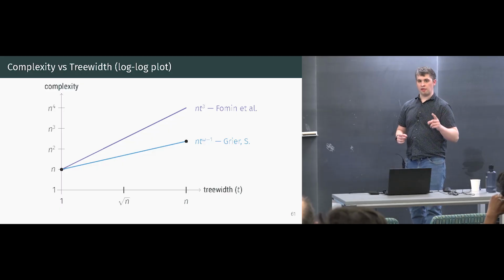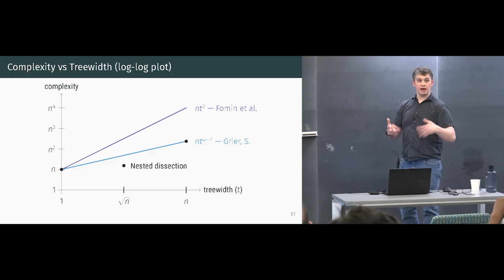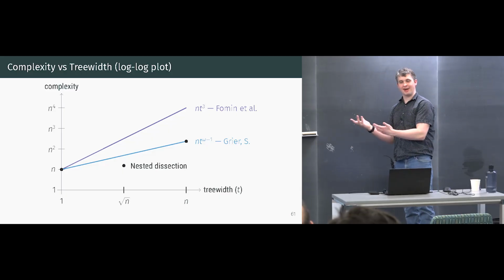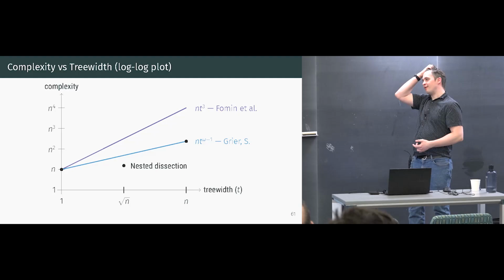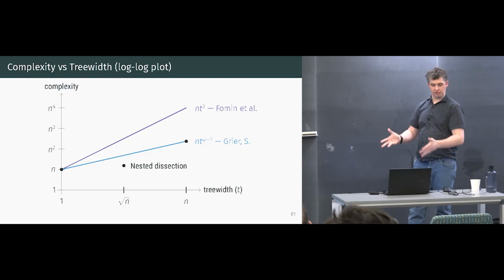But I did mention a third algorithm, the nested dissection one. And if you plot it, it ends up below our curve. This is a disaster. We did all this work, and we're still not optimal, really? But it only applies for planar graphs, and there's a bit of a special case there.